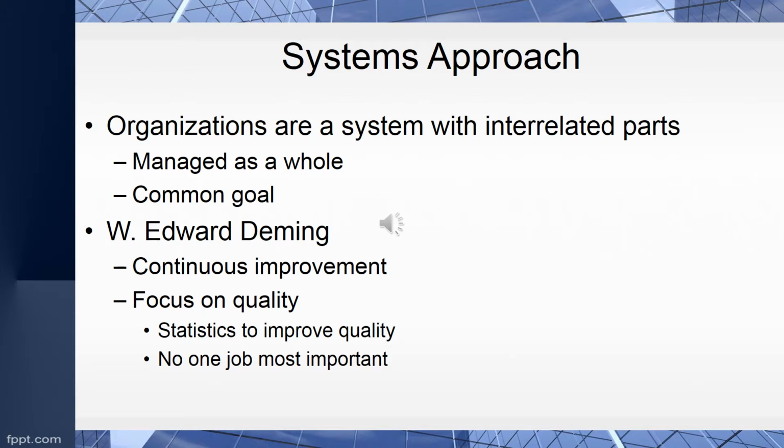Because all jobs were part of a larger system, this also meant that no one job was more important than any other job. In the past, manager jobs were considered more important than the employee job. His total quality management system was a pioneering program. Of course, there are now many programs like this. One popular one today is Six Sigma.